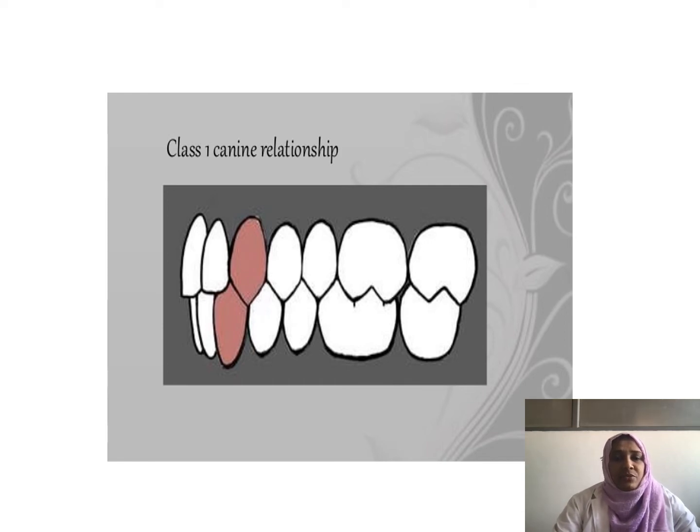During the arrangement of the canine, we need to know about the class 1 canine relationship. So this is how we will arrange the maxillary and mandibular anterior teeth. In the class 1 canine relationship, the distal arm of the mandibular canine should overlap with the mesial arm of the upper canine. So this is the class 1 canine relationship.